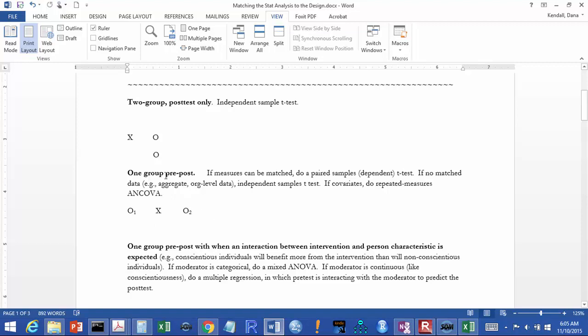Again, so this is one group pre-post. If measures can be matched, this is a paired sample t-test. And again, if the data cannot be matched, if it's just aggregate or org level, department level data, depending on your particular study and program eval context, then you can do an independent t-test. If there are covariates, I suggest doing a repeated measures ANCOVA, and that is an analysis of covariance.